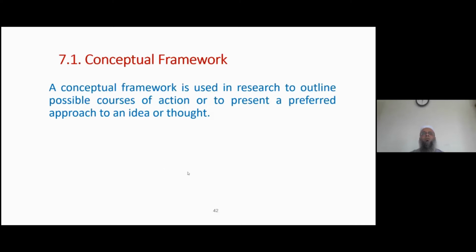Then we develop a conceptual framework from our gap, considering our gap in the literature, as well as using our theory and the existing literature, from reviewing the literature and the findings of different people as support of your framework. So a conceptual framework is used in research to outline possible courses of action.